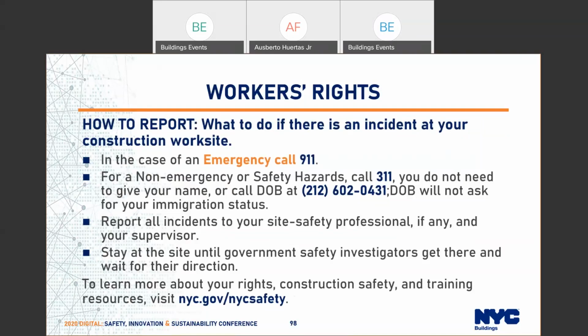If any incidents take place at your site, please notify your site safety professional and your supervisor, if any. Stay at the site until a safety investigator arrives and provides direction. If you would like to learn more about your rights, visit nyc.gov/NYCSafety.